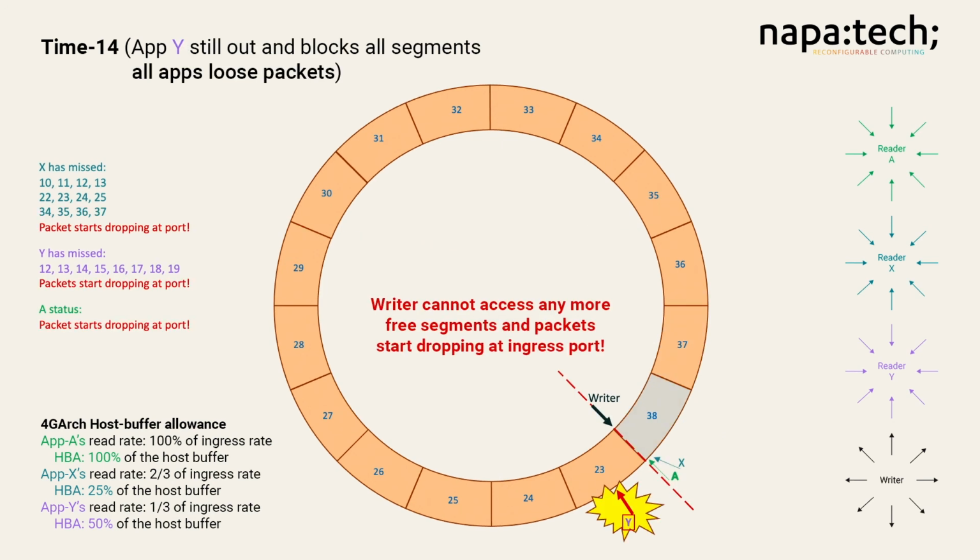Application Y still hasn't completed its processing, meaning that it hasn't released the segment, so the writer does not have anywhere to store new received data, and data will be dropped at the ingress port of the system. In other words, the system eventually becomes blocked if the applications do not read sufficiently often from the same data stream.